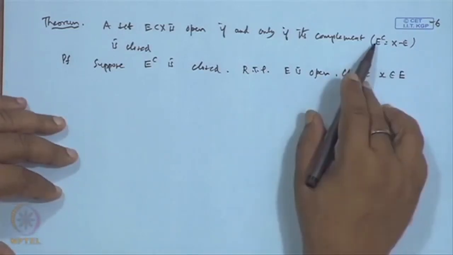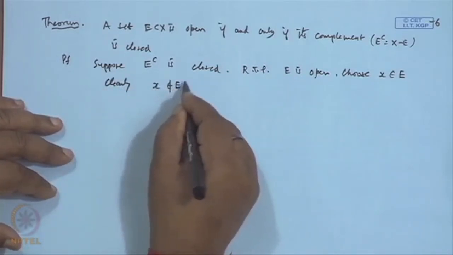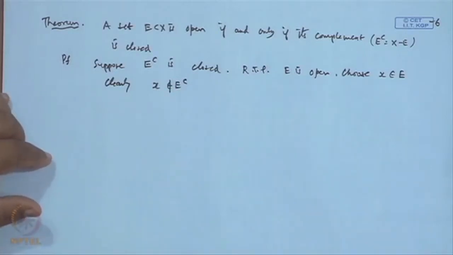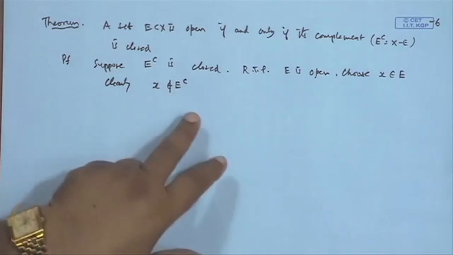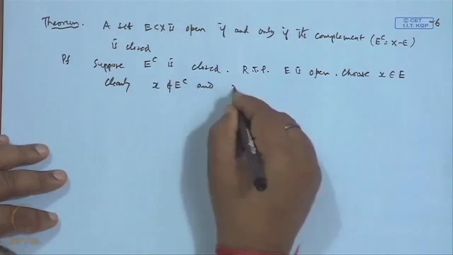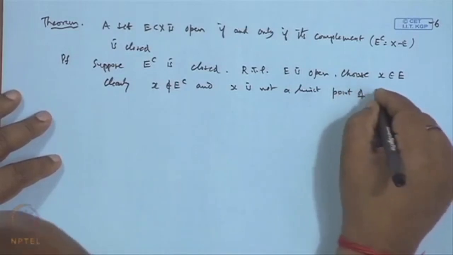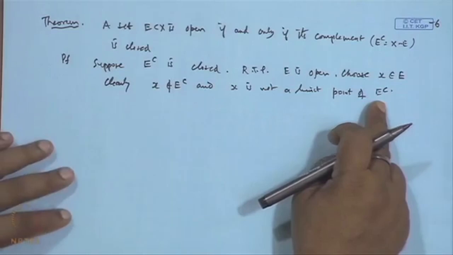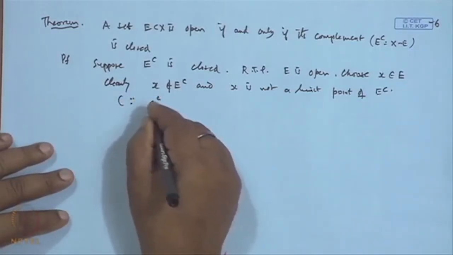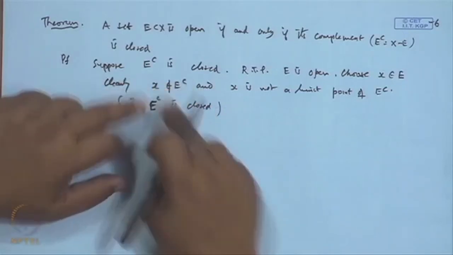Now, since x is in E and E complement is the set of those points which are not in E, clearly x is not an element of E complement. Further, x is not a limit point of E complement. Why is x not a limit point of E complement? Because E complement is closed. By definition, a set is closed if it includes all of its limit points. So, if x is not in E C, x cannot be a limit point, because if it were, it must be a point of E C.